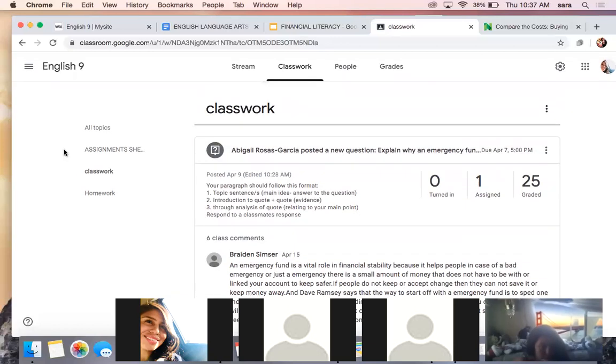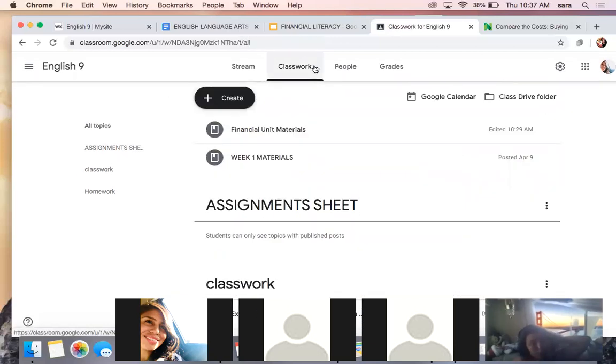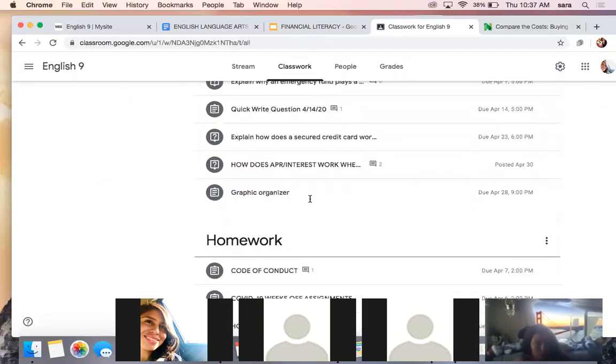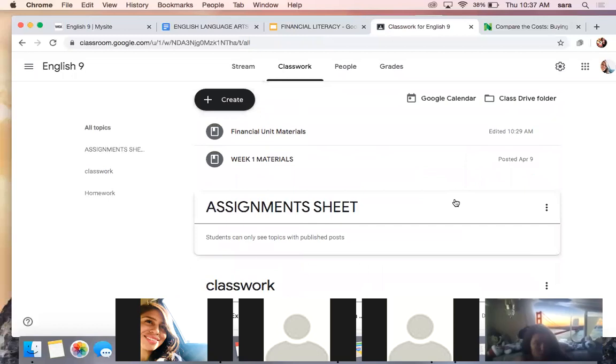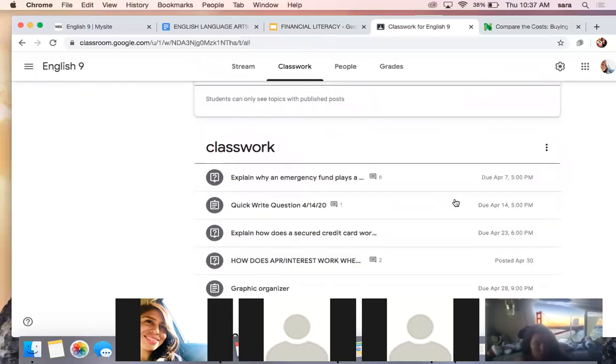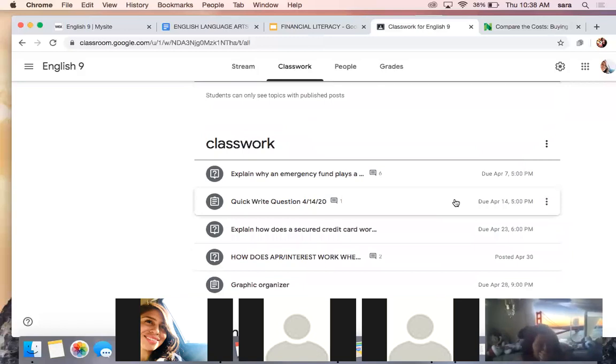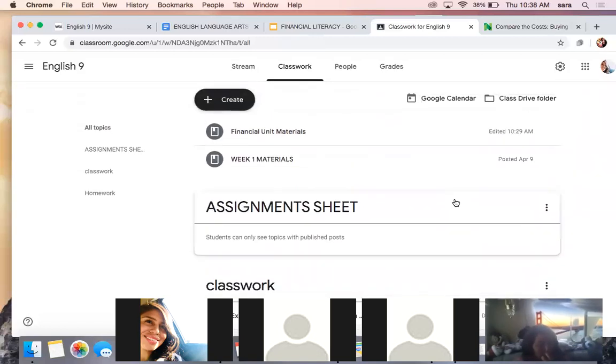Okay, so don't freak out when you click on classwork and you don't see anything. When you scroll down, they're kind of there, but if you don't see anything, it's because I've rearranged them. You can always scroll down and see. And I've deleted old stuff, like super old stuff that we no longer need.